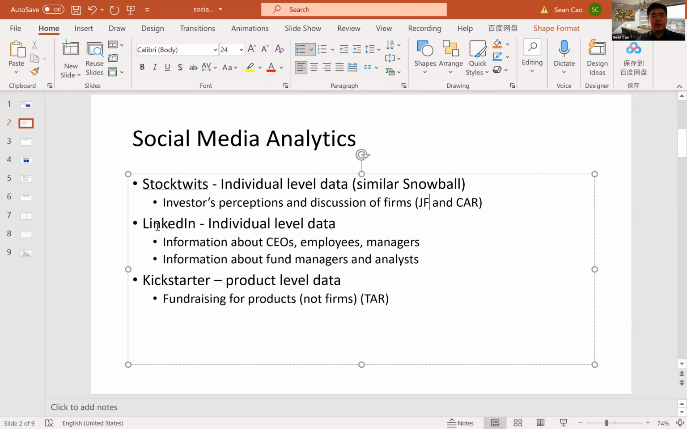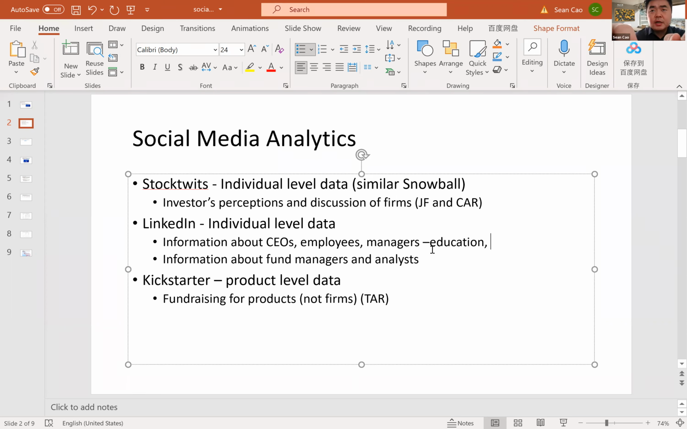And also LinkedIn, what information do you have on LinkedIn? LinkedIn is about everyone's background. It's also individual data. So for example, if you check my LinkedIn, you can find my educational background, my skills, my working experience. What you guys can do on LinkedIn is, if you want to know any CEO more, you can go to the CEO's LinkedIn. You find the CEO's educational background, working experience, what his skills are, how many friends he has.